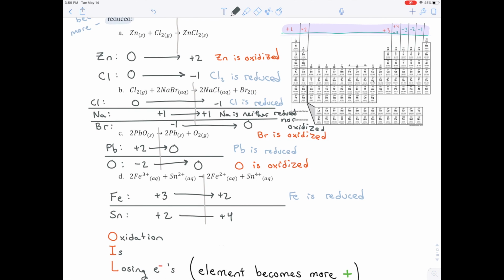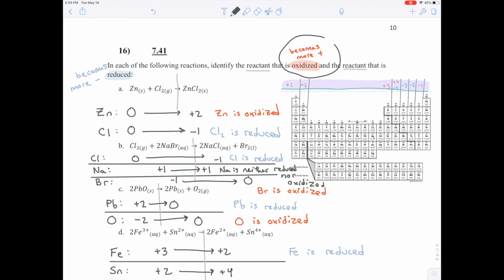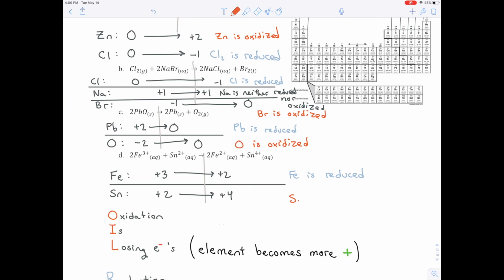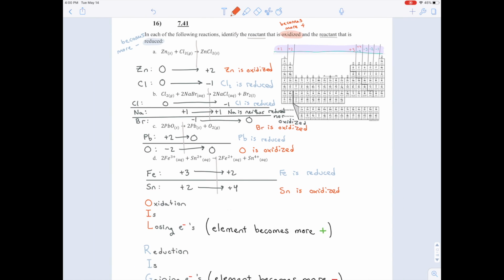Tin goes from being positive 2 to positive 4. So it's becoming more positive, and we saw that when you become more positive, that's called being oxidized. So tin here is oxidized. And so that's how that reaction works.